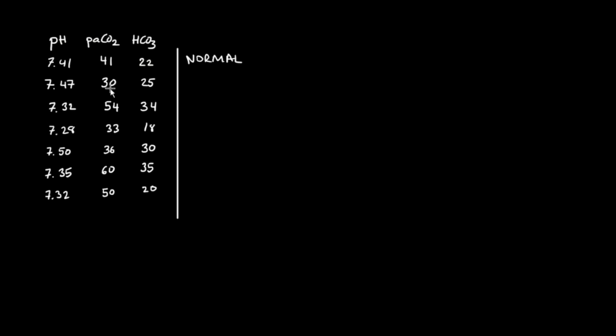Now let's move on to our second problem. The pH is 7.47, the CO2 is 30, and the bicarb is 25. Remember that pH ultimately determines if we are in a state of acidosis or alkalosis. So the pH here is higher than normal, so we are in a state of alkalosis.